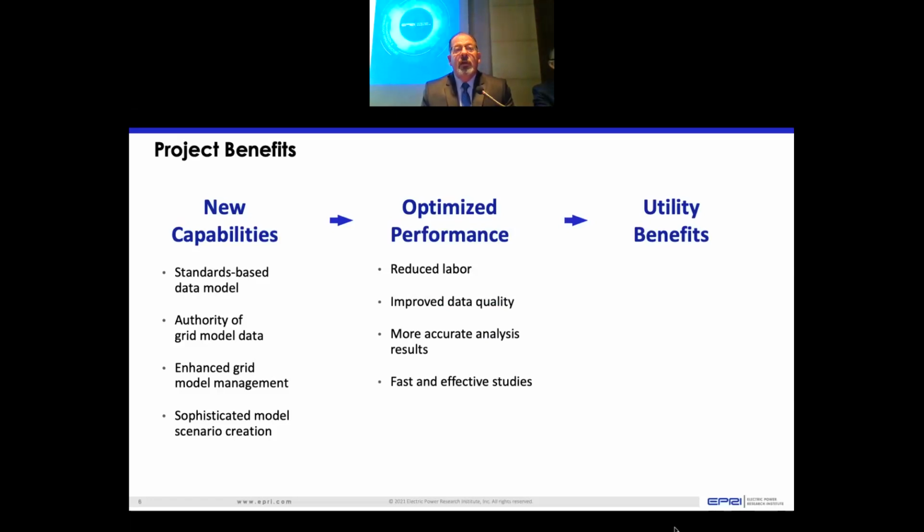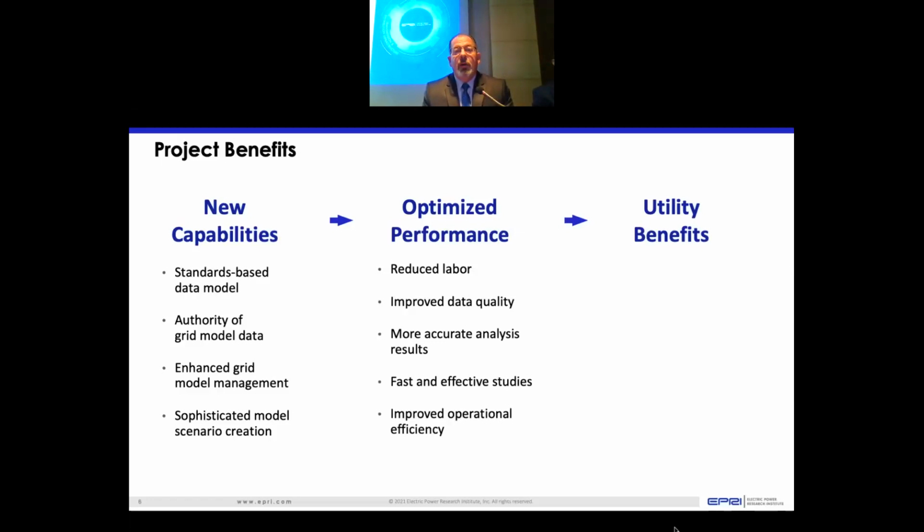Most utilities, when it comes to model management, there are groups of people within various business units in the utility that spend a lot of time maintaining an accurate representation of their model. Having a very robust functional architecture that automates as much of this as possible allows your engineering staff to perform more meaningful engineering work rather than making sure models are accurate. This also improves data quality.